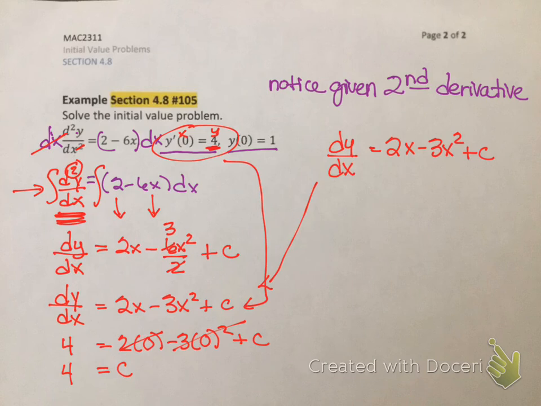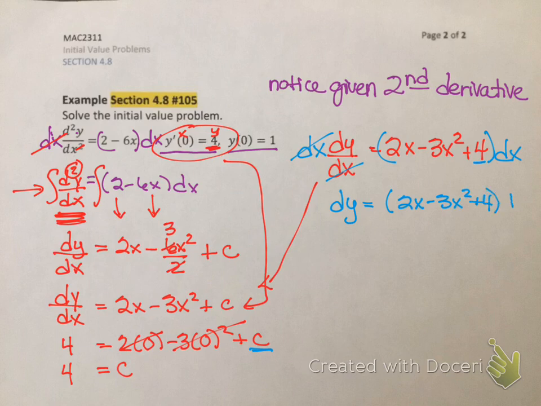So now I'm going to start my process all over again. I'm going to multiply both sides by, whoops, c was 4. Let me back up here. Okay, c was 4. So now I'm going to multiply both sides by dx. So I get dy is equal to 2x minus 3x squared plus 4 dx.